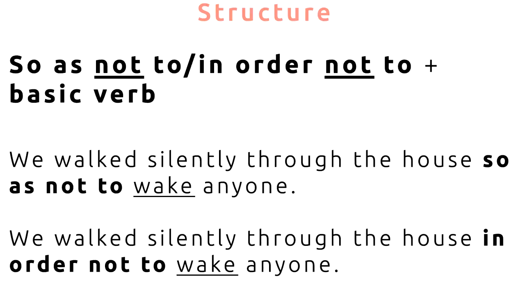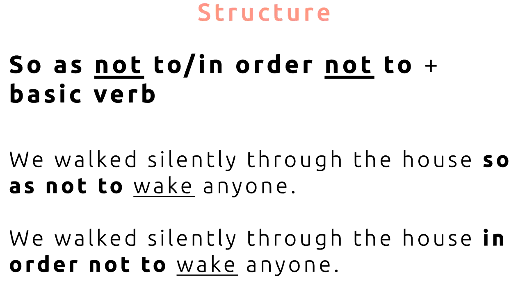Here is the negative structure. We say so as not to and in order not to plus a basic verb. For example, we walked silently through the house so as not to wake anyone. Or, we walked silently through the house in order not to wake anyone.